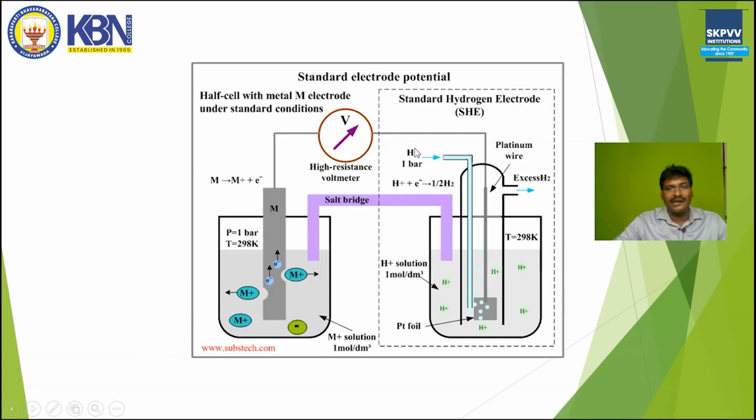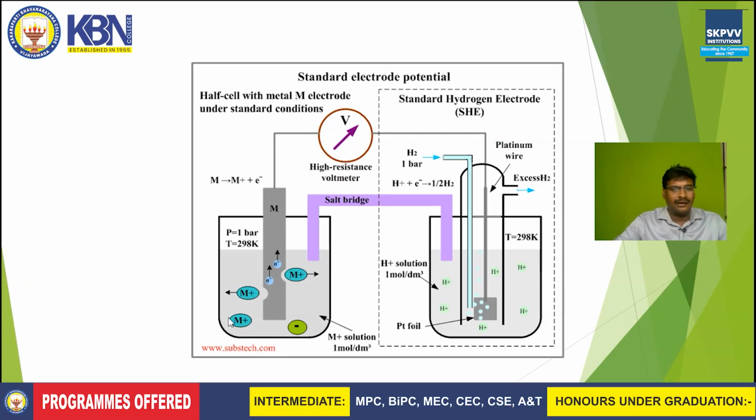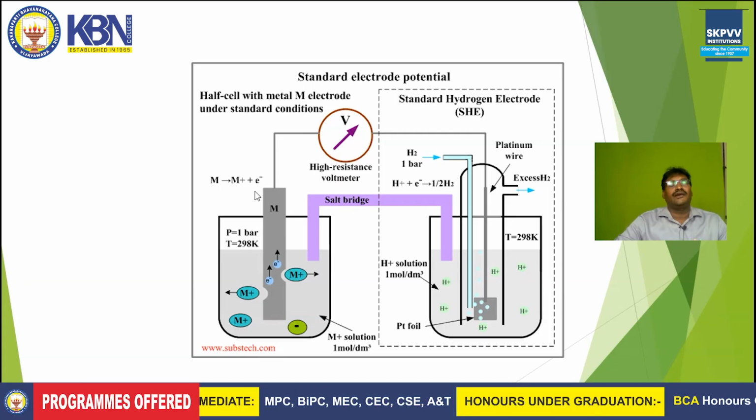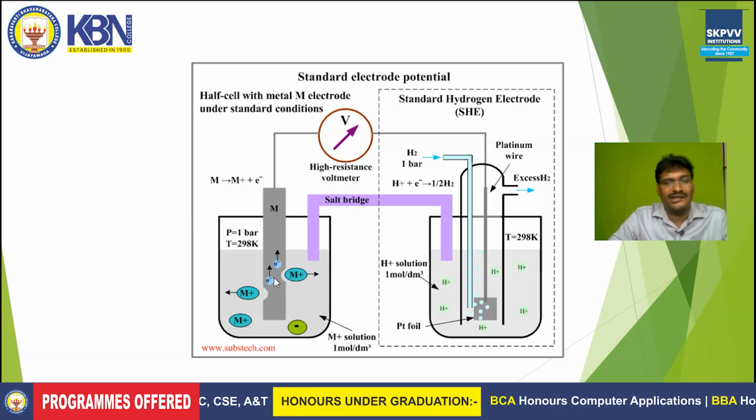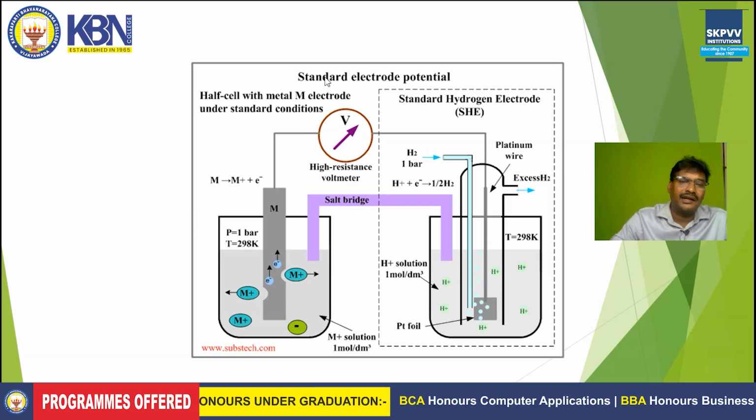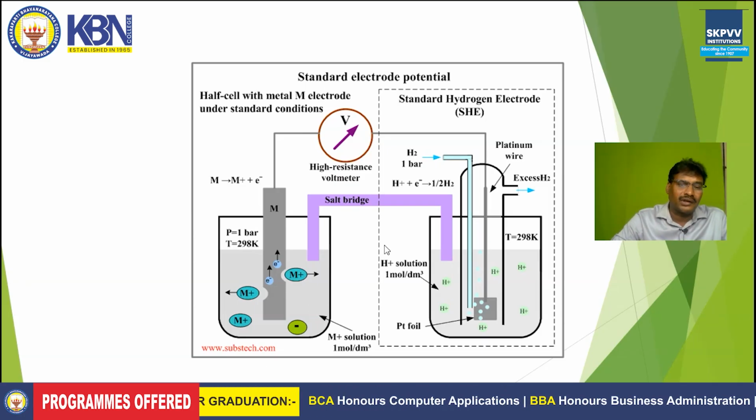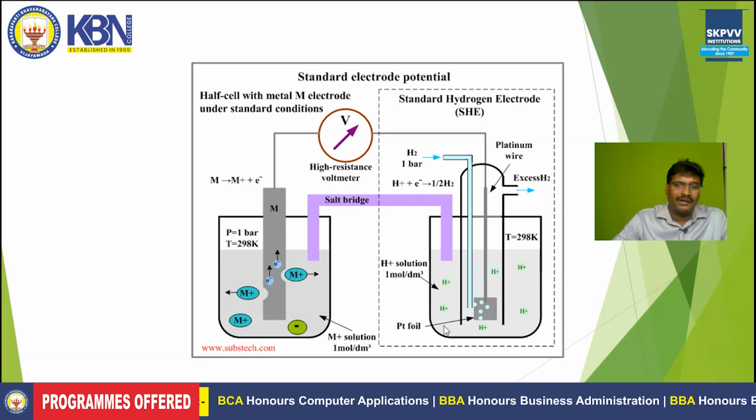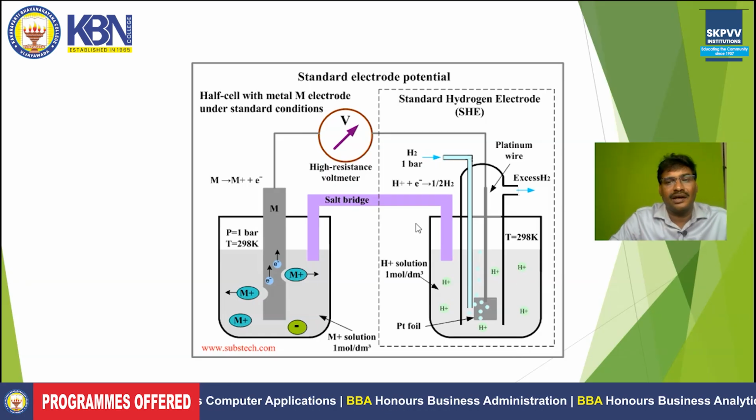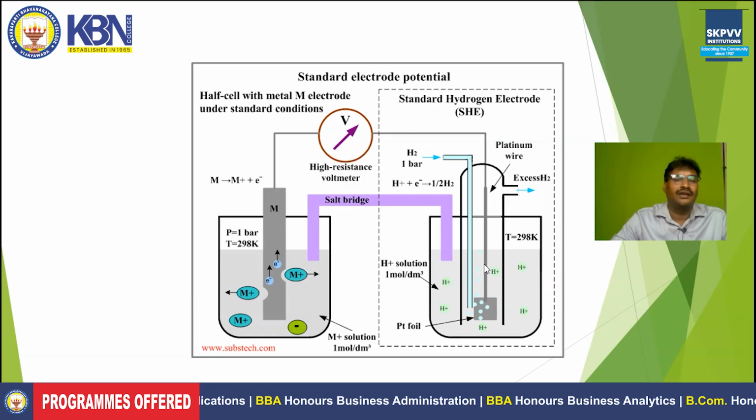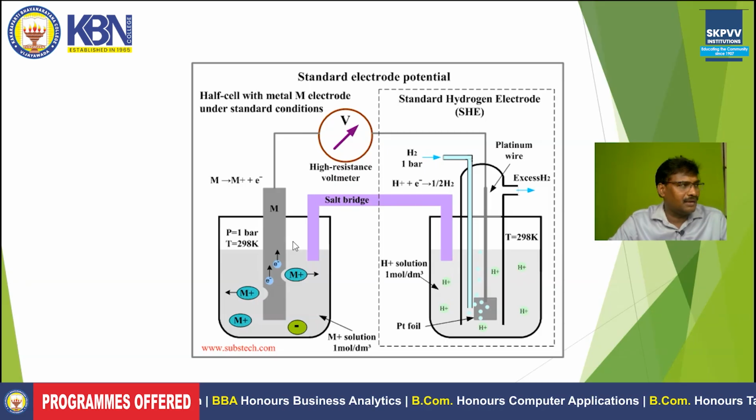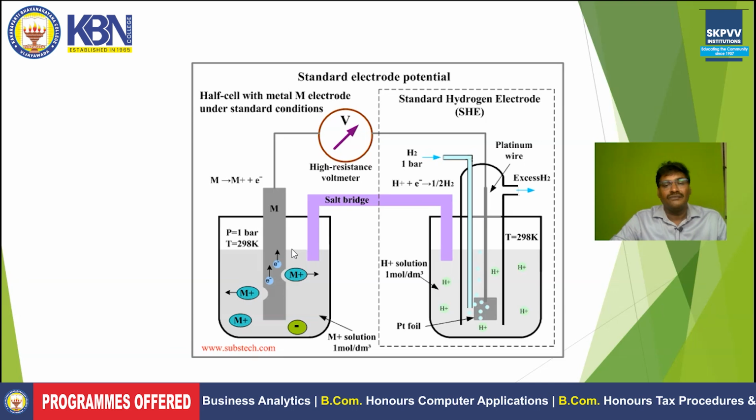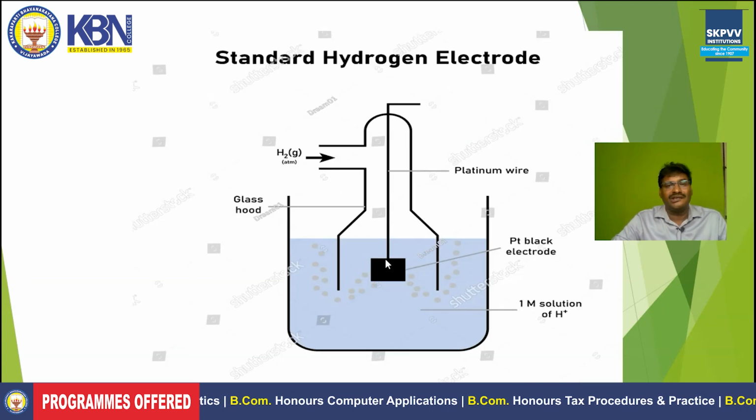Here it is acting as cathode, and the metal electrode acts as anode, the source of electrons. From this connection, we calculate the metal electrode potential using the formula E cathode minus E anode, where the hydrogen electrode is arbitrarily fixed as 0 volts. Therefore, the potential obtained is because of the metal electrode only, whether it is copper, magnesium, or another metal. This is the construction.